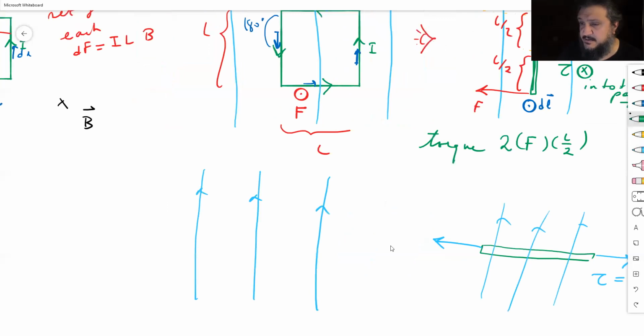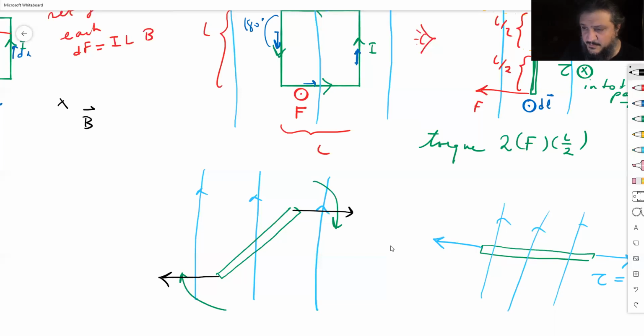Okay, so my loop will be now rotating this way. Remember, rotation under the influence of this torque. The forces are still this way. By the way, when you have this configuration now, you will also have forces on the other sides as well. I'm going to show you in a little bit, but they will not contribute to the rotation.